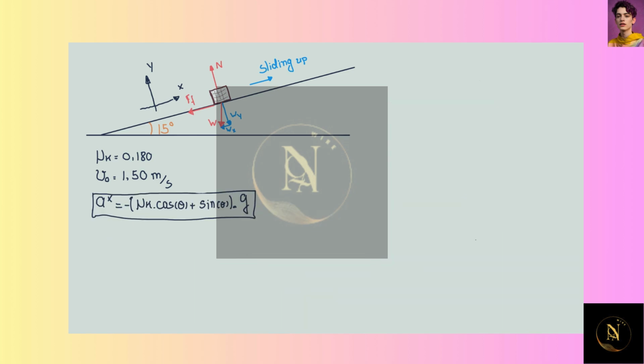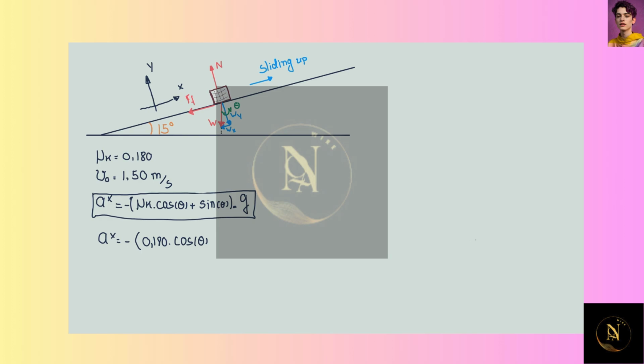Okay, now we are in condition of evaluating the acceleration. It's given by minus 0.180 times the cosine of theta. But what is theta? Theta is this angle here inside this triangle. So this is theta. But what is the value of theta? It's not difficult to see that theta is equal to 15 degrees.